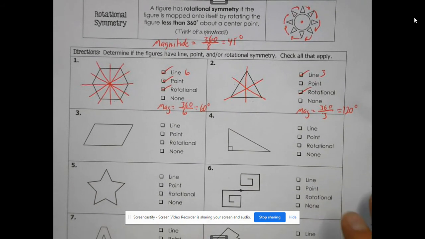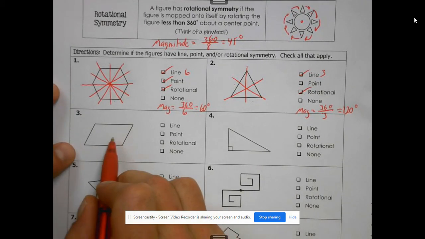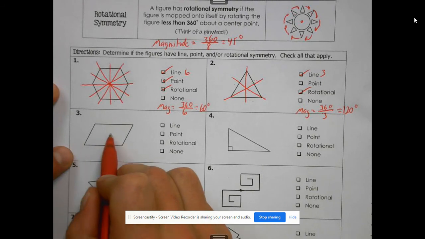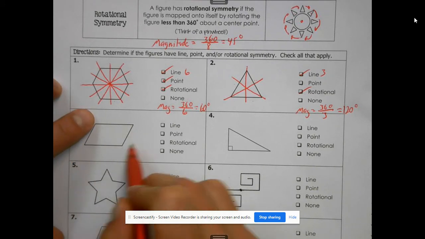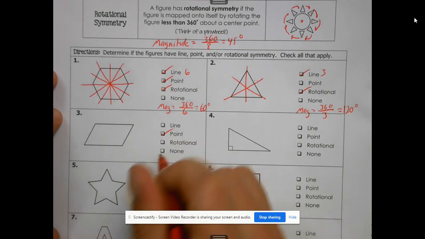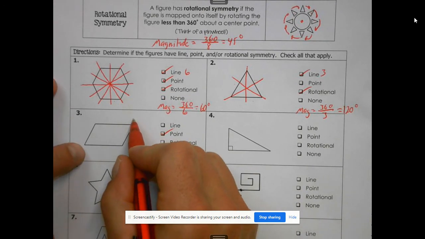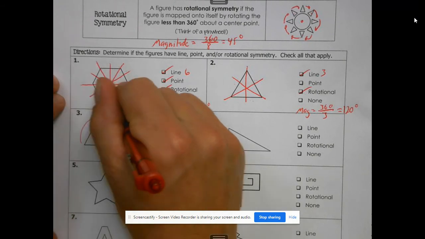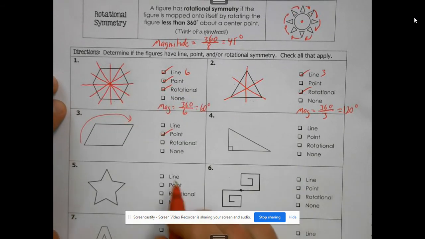Number 3, the parallelogram. Line symmetry? No. Many kids will try to draw diagonal lines, but the problem is the corners do not match up. This does not have line symmetry. Point symmetry, you bet. If I rotate it 180, does it still look the same? Yep, still looks the same.